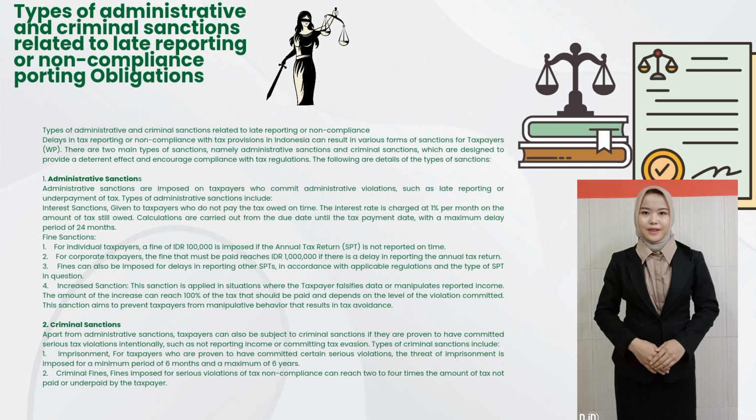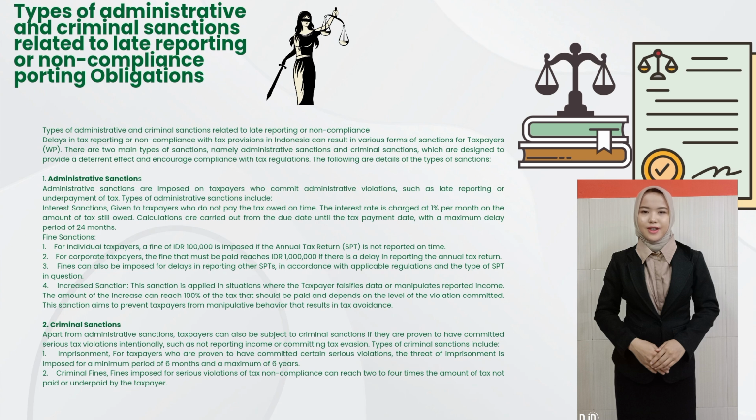4. Increased sanction. This sanction is applied in situations where the taxpayer falsifies data or manipulates reported income. The amount of the increase can reach 100% of the tax that should be paid and depends on the level of the violation committed. This sanction aims to prevent taxpayers from manipulative behavior that results in tax avoidance.